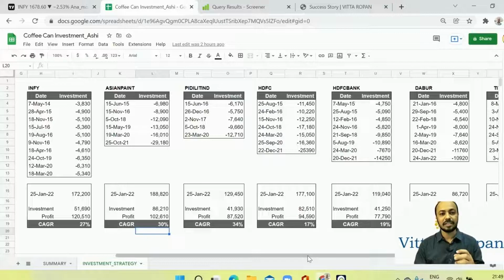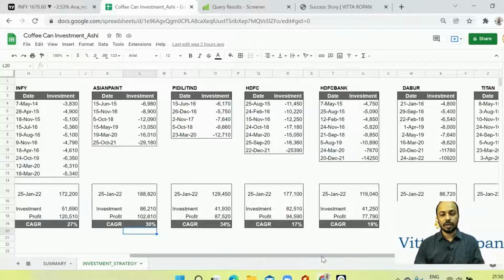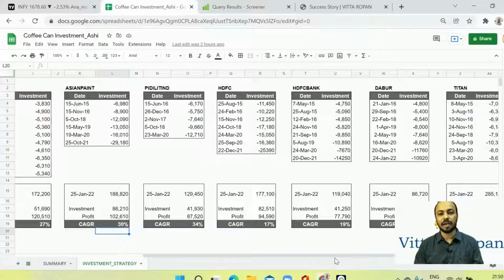So in some cases, we are getting a CAGR of 25%, 30% and even 34%. And in some stocks, we are getting a CAGR of 15% or 17%. So if you take the average, you will easily get more than 18-20% CAGR if you are going to select great fundamental companies. So that is very, very critical whenever you are building your coffee can investment portfolio.